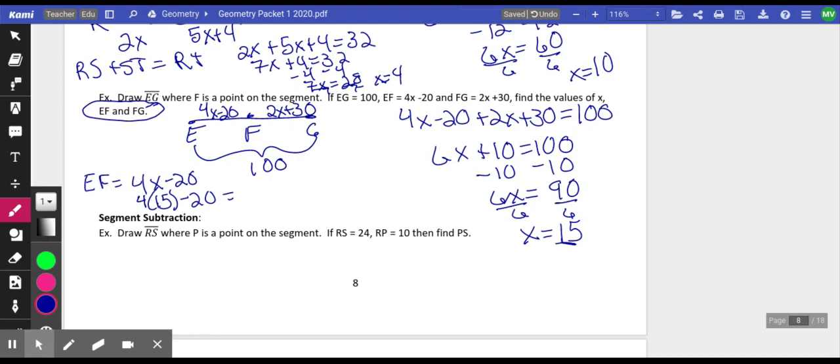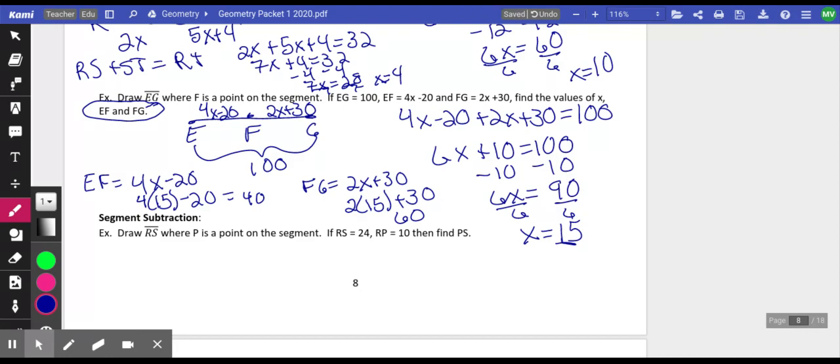And I get that EF is 40. FG is 2x plus 30. So again, I'm going to substitute that 15 in. So it's 2 times 15 plus 30. And we get that FG is 60. So our answer to that problem had 3 parts.